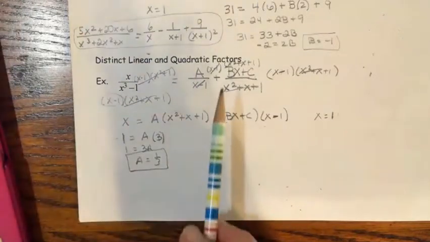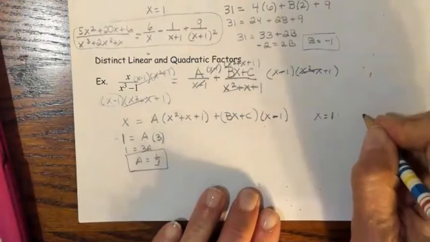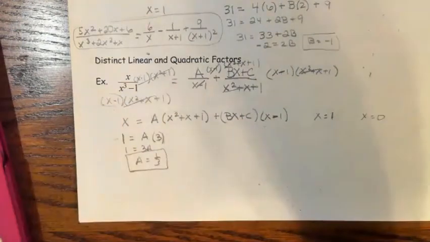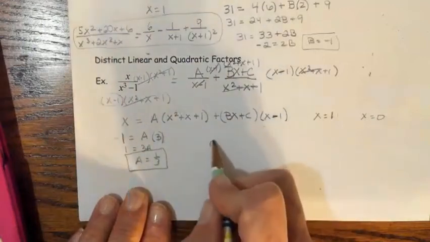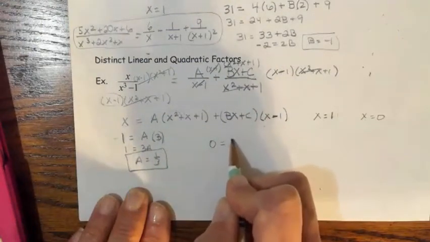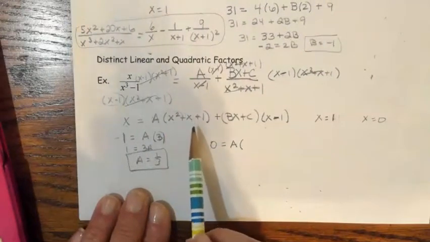So I'm still left with trying to find bx plus c. So what would be some values I could plug in that would be easier to plug in? You could let x be 0, because that's something easy to plug in. We'll see what that does. So if I let x be 0, I get 0 equals a times, if I plug in 0 here, 0 plus 1 would be 1.